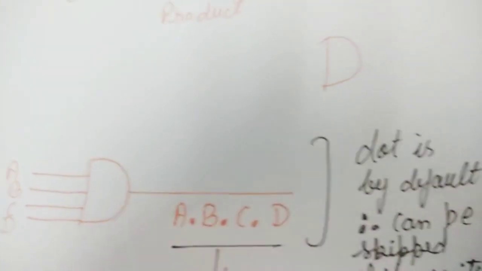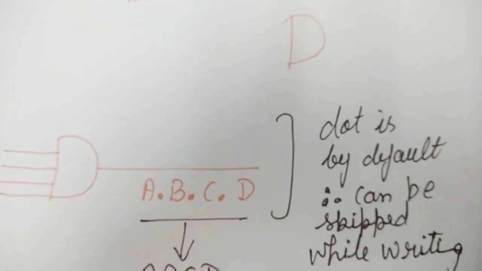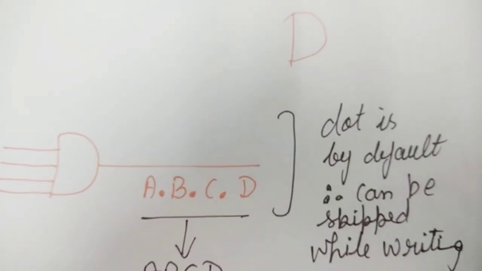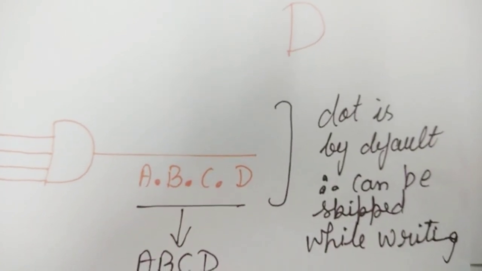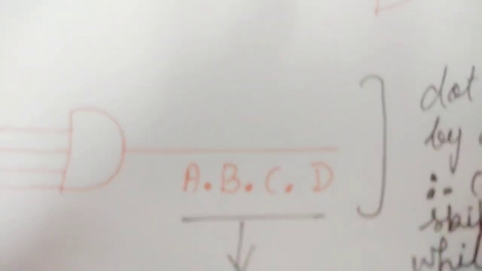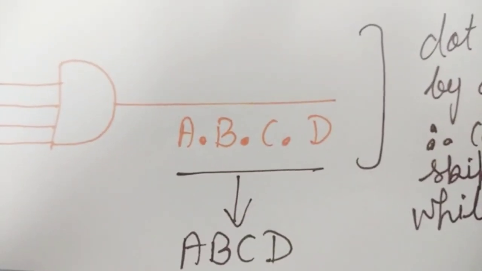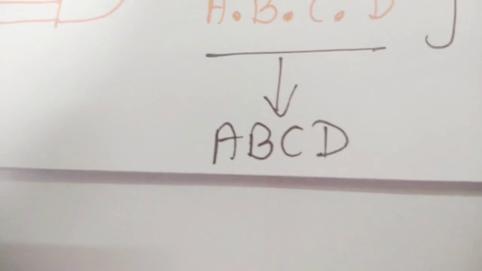Here is one important thing you have to keep in mind. The dot is the default operator. In Boolean algebra, dot is always treated as the default operator. That means it can be skipped while writing. So this output can also be written as ABCD. I have not written dot here, so it can be skipped. Now moving to the next part.